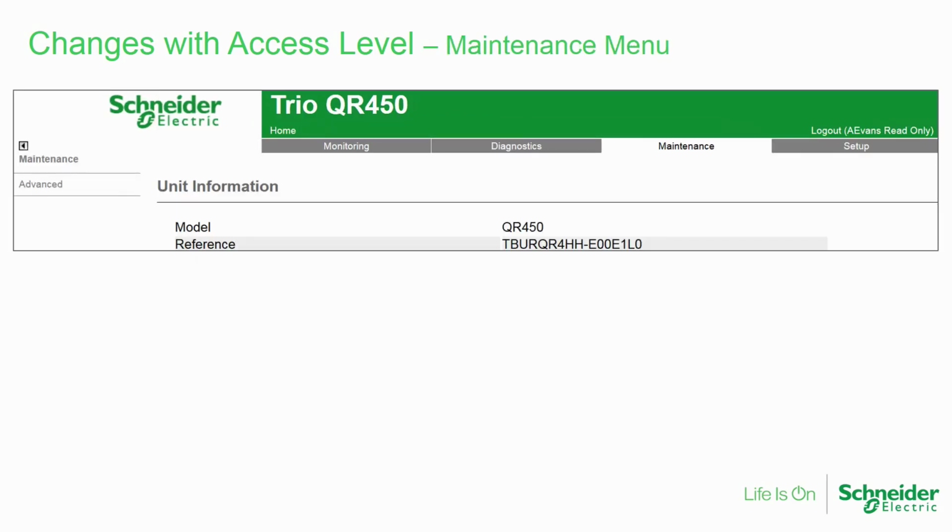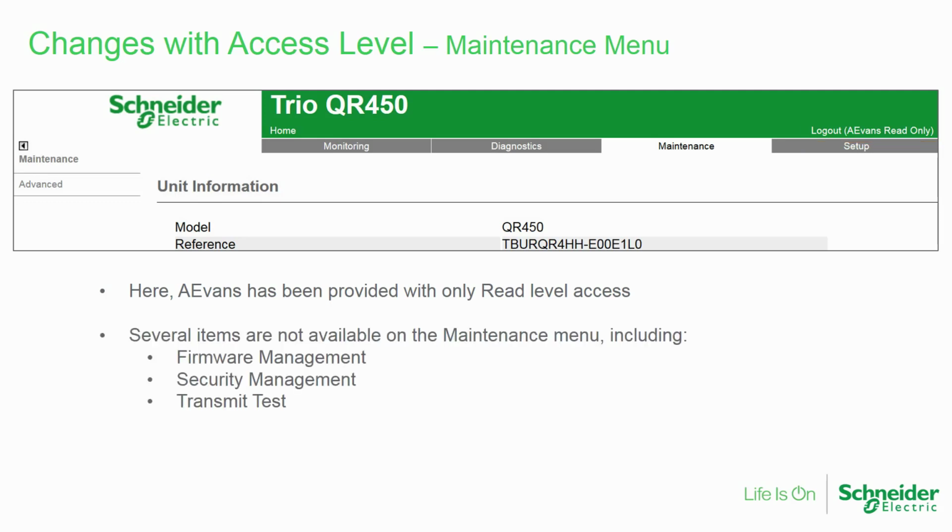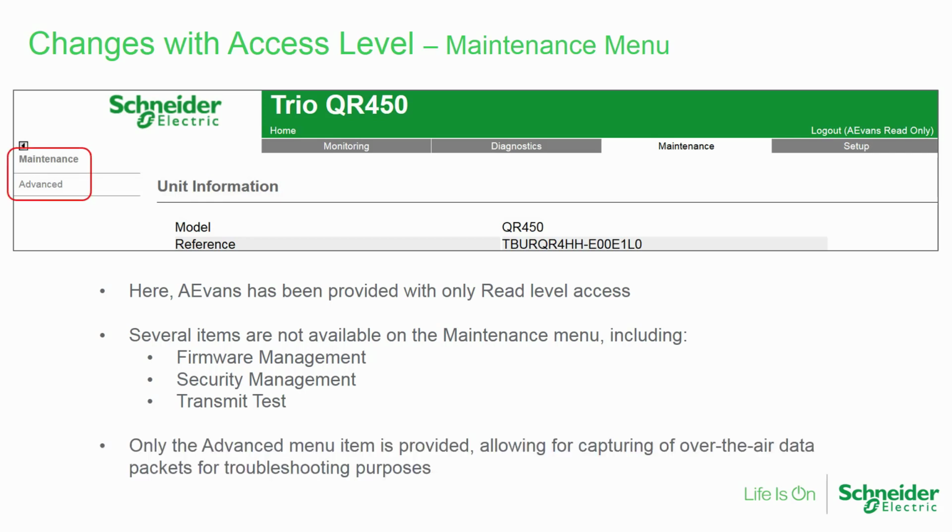On this page, the maintenance menu has been selected. The user here is A. Evans, who has been provided with the read-only access level. Several items are not available on the maintenance page when logged in with this access level. These include firmware management, security management, and the transmit test tool. Only the advanced menu item is provided, allowing for the capturing of over-the-air data packets for troubleshooting purposes.